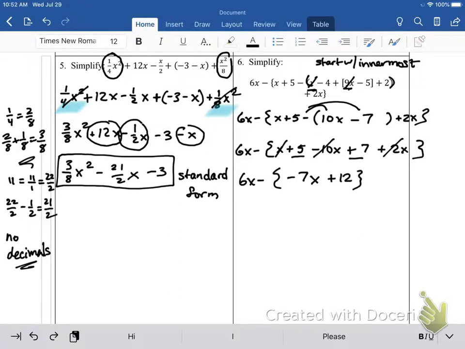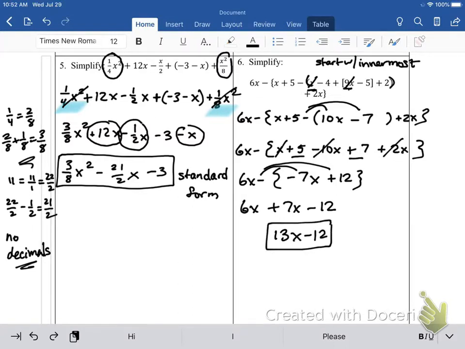It's important to use these rules starting with the innermost and work your way out, because you want to make sure that you are doing the appropriate number of sign changes that is required. Okay, so now let us just simplify this last piece. Again, there's a minus sign. It'll affect everything in the squiggle brackets. So bring down the 6x. Minus times a minus is plus 7x. And minus times a plus, minus 12. And 6 and 7 is 13x minus 12. And since I can't simplify any further, that's my final answer. And that concludes 5 and 6.